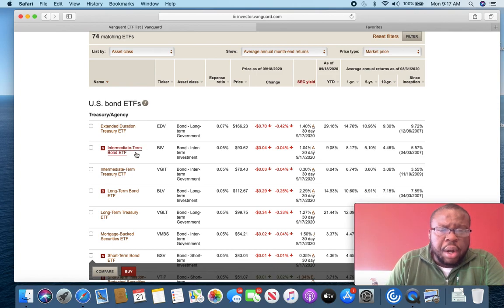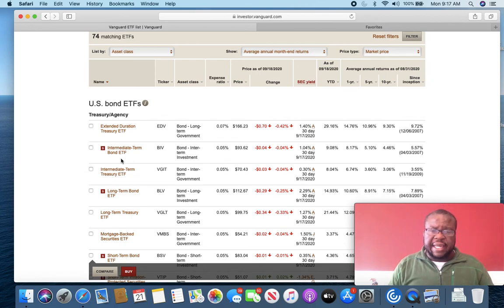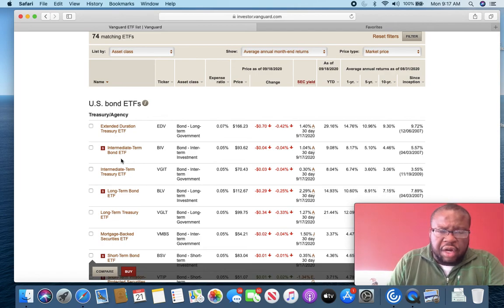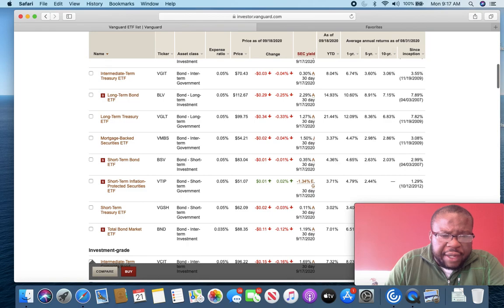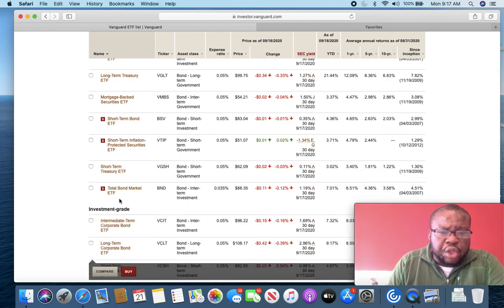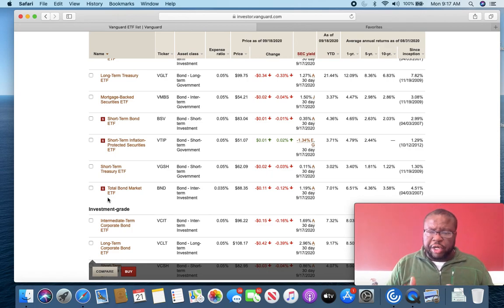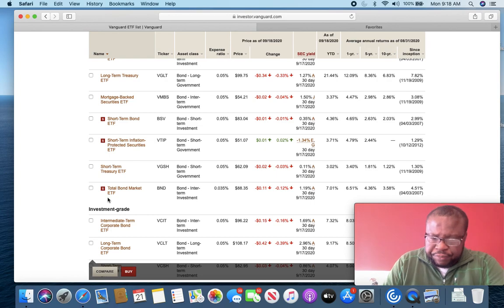Intermediate term bond ETF. So you get this one, and it's going to be a basket of intermediate bonds, maybe 10 years, 15 years. And these are not government bonds, right? Because if it was government, it would say treasury. So you can see the different variety we have, okay? Here is a total bond market ETF. So it has a little treasury bond, a little corporate bond, and it's a basket of them.